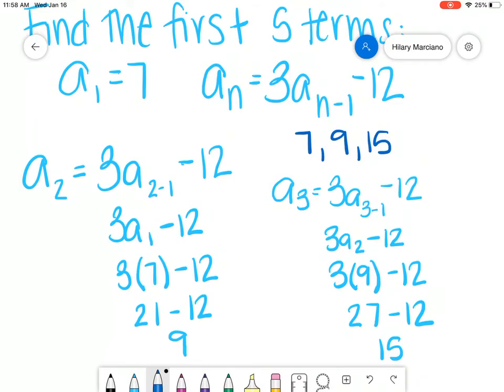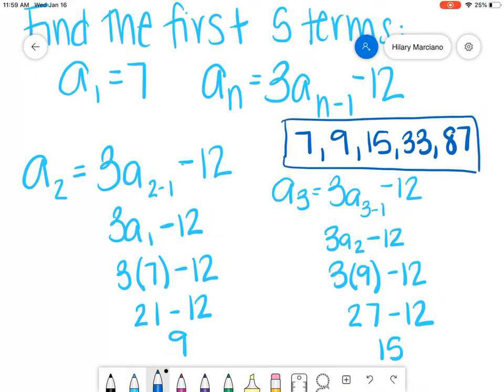If we worked out the next one, we would do 3 times a sub 4 minus 1, so 4 minus 1 is 3, so 3 times 15, because 15 is our third term, which is 45, minus 12, that gives us the term 33. Next, we would do 3 times a sub 5 minus 1, because the fifth term minus 1 is 4. 3 times our fourth term, which is 33, is 99, minus 12, which is 87. So that is how we find the first 5 terms in the sequence when they give us our first term and our recursive formula.